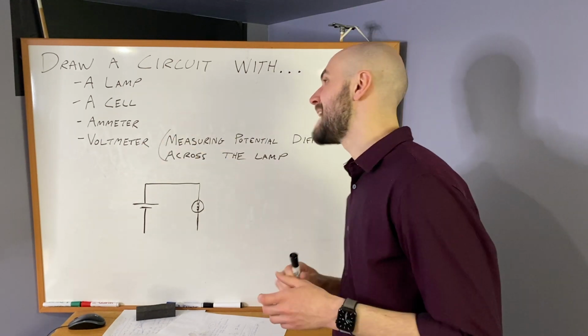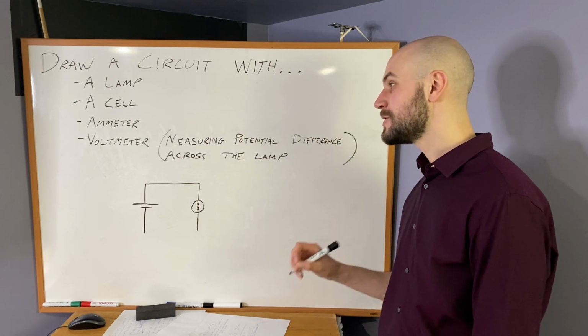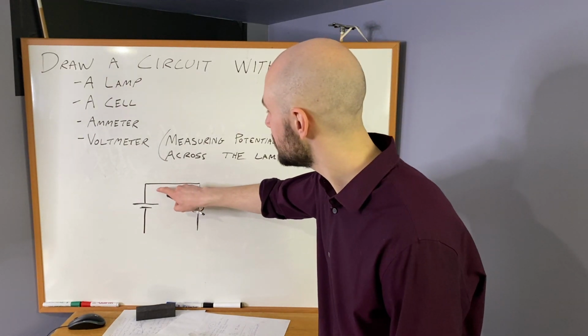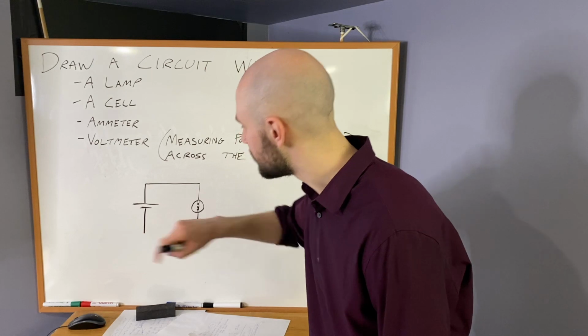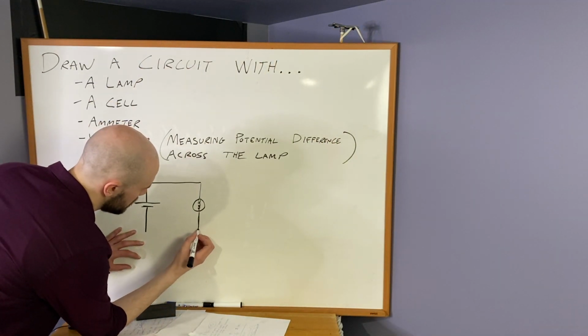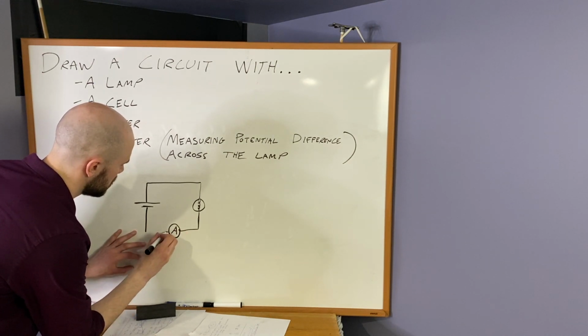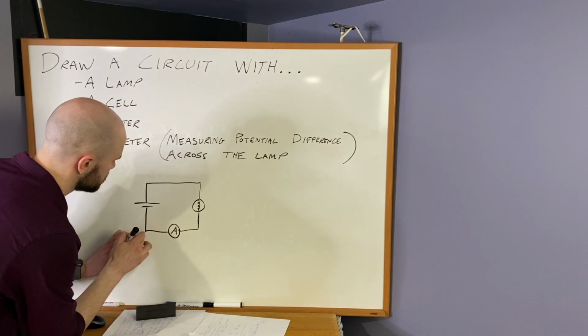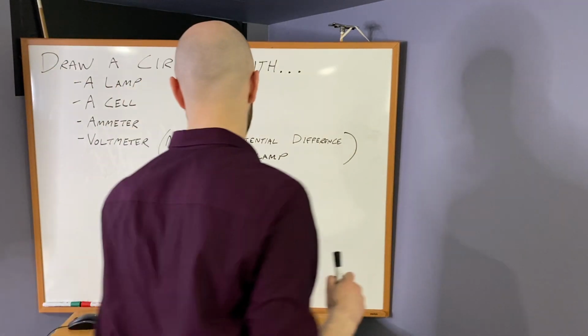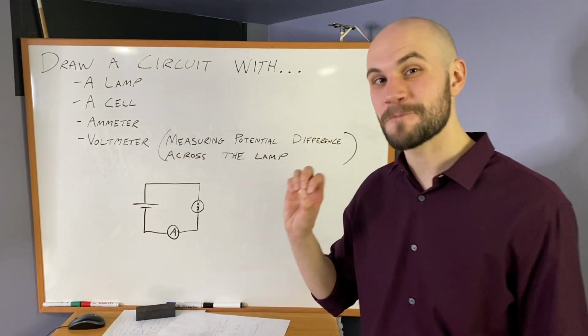Okay, we want an ammeter to measure the current. Ammeters need to be hooked up in series, so it has to be in the path of our current flow. So an ammeter can go right here. Boom. All right, now we have a closed circuit. If we set up this circuit, it will work.